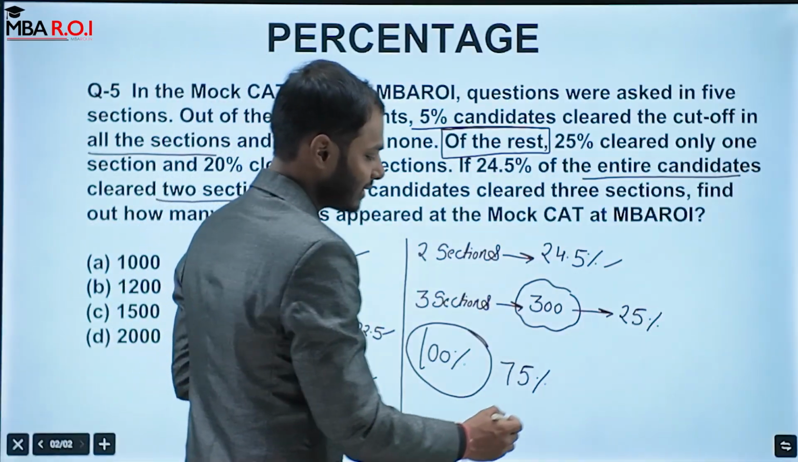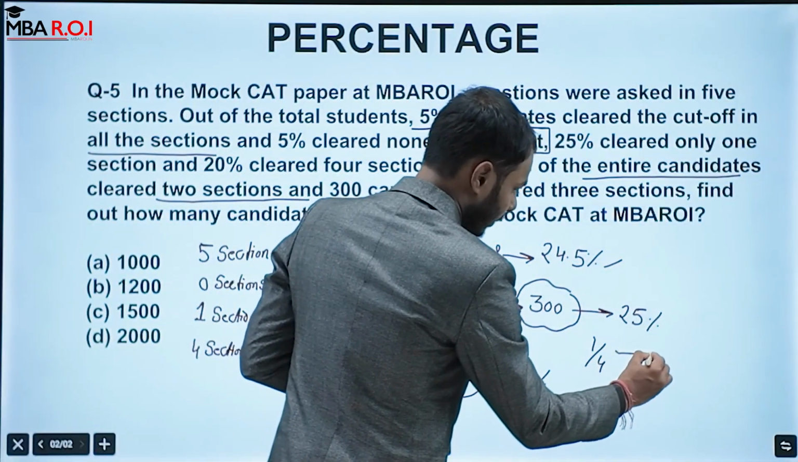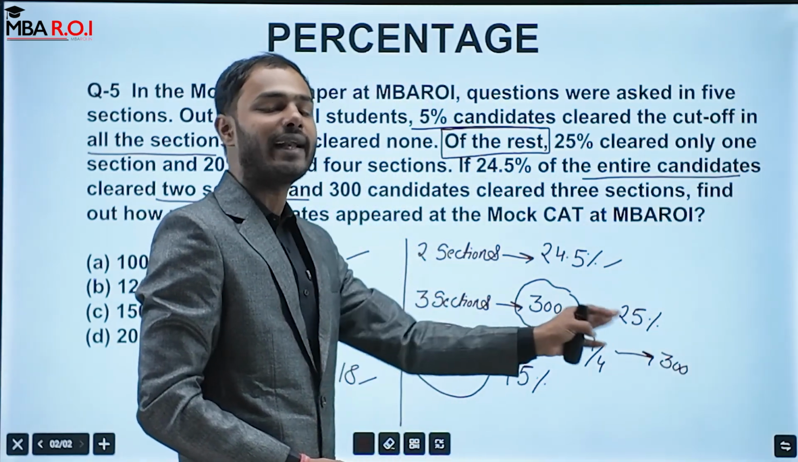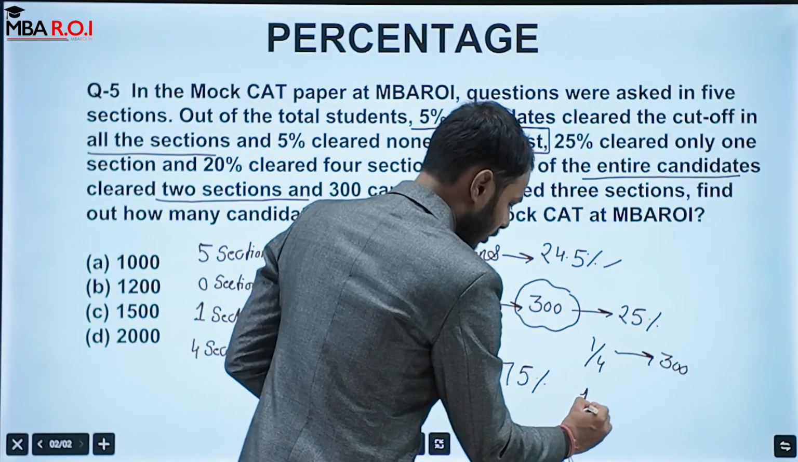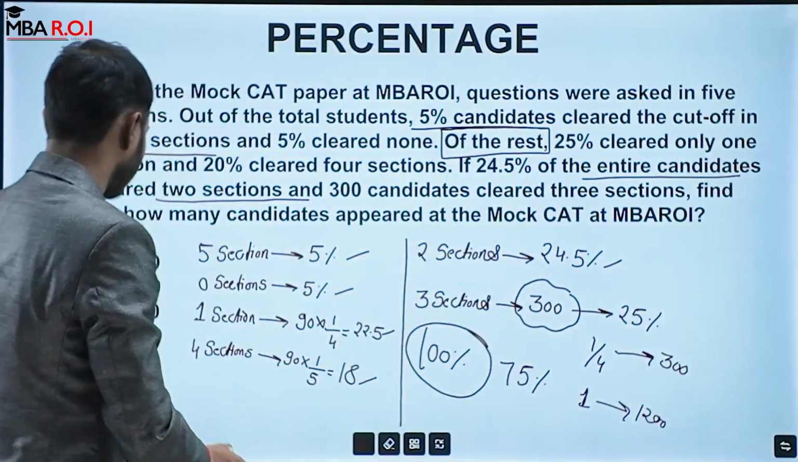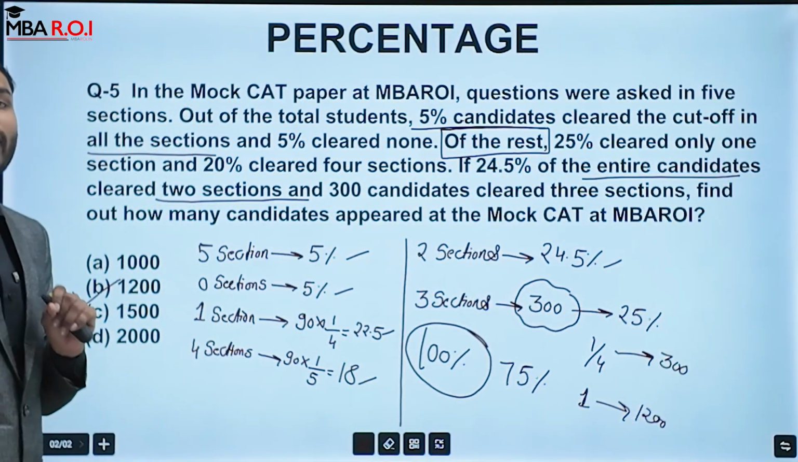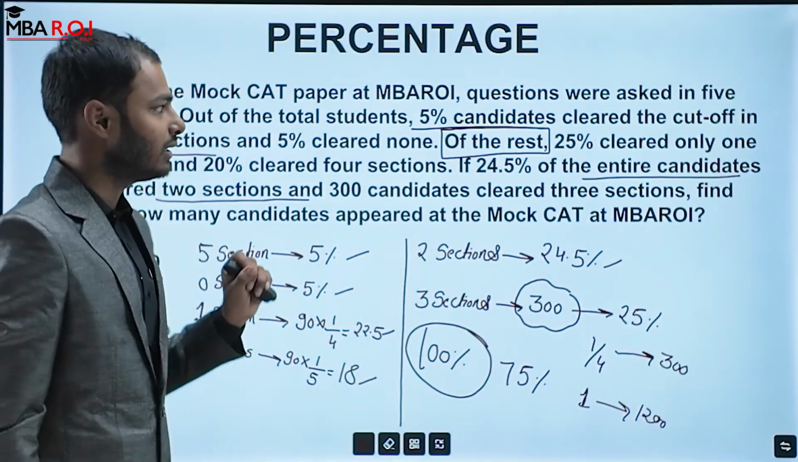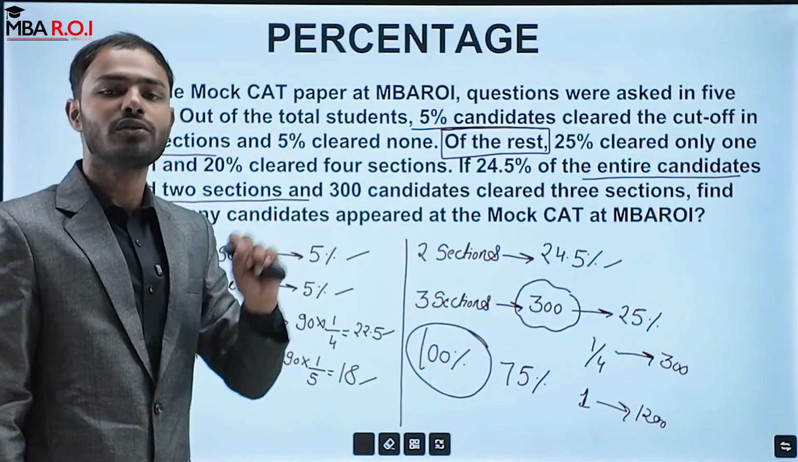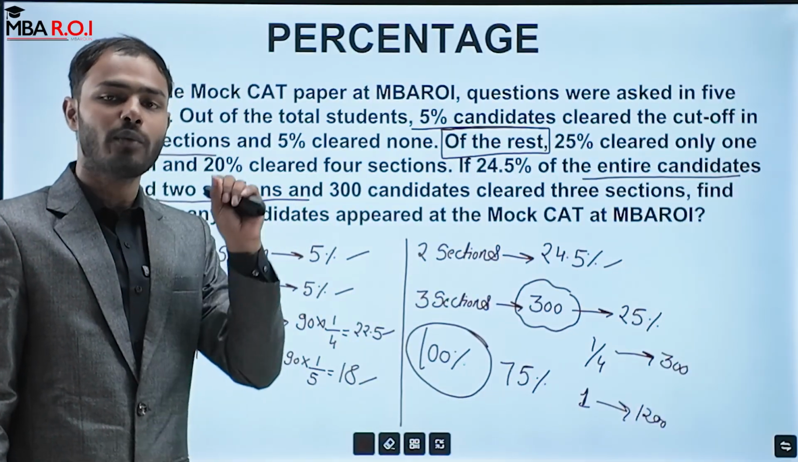So what will be the value of 100%? How can you calculate it? You can say 1 by 4th is 300. So how much will be the value of 1? You can directly multiply it by 4. So the value of 1 will be 1200. So the final answer will be option B, and that is 1200. So I hope you get this question. Now we have completed the percentage topic. In the next videos, we are going to start with another topic, profit and loss.